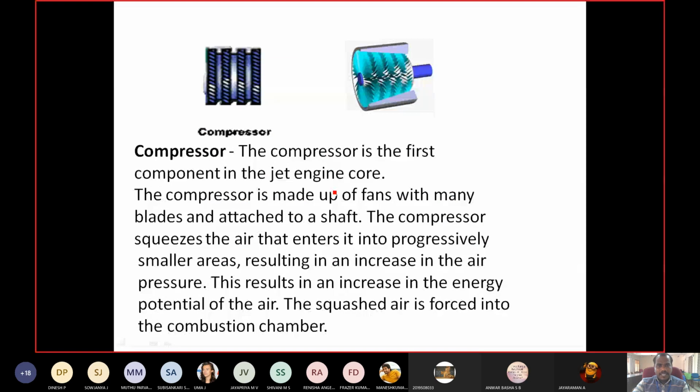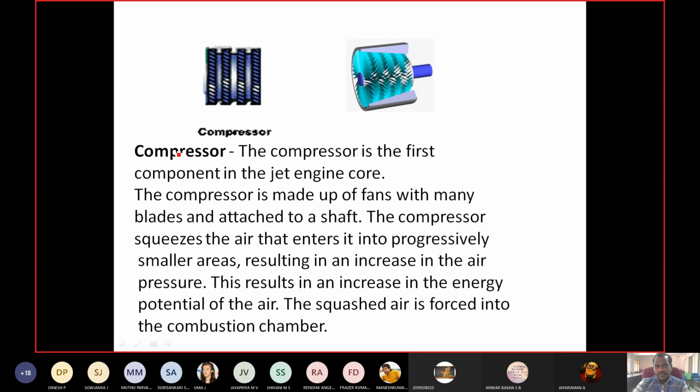Right, then we have the next component, the compressor, that you know very well, that we discussed a lot earlier. The compressor is the first component in the jet engine core. So this is the core portion. The compressor is made up of fans with many blades attached to a shaft. A compressor squeezes the air that enters into progressively smaller areas, resulting in an increase in the air pressure.